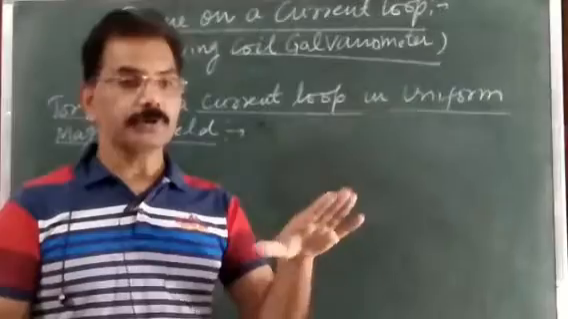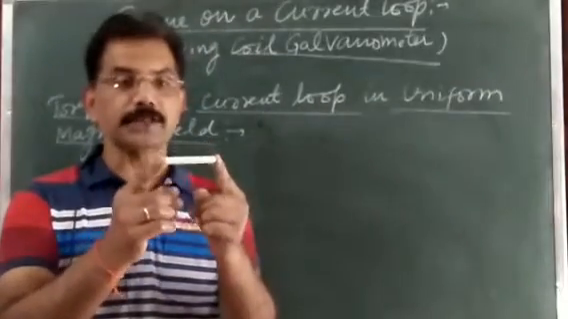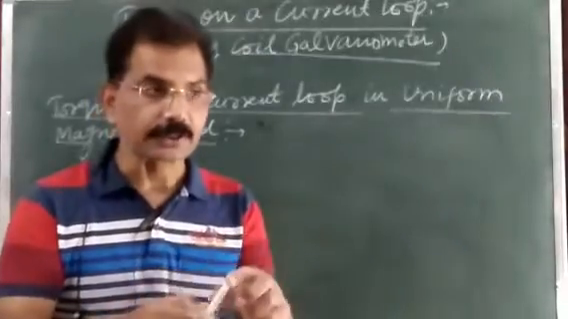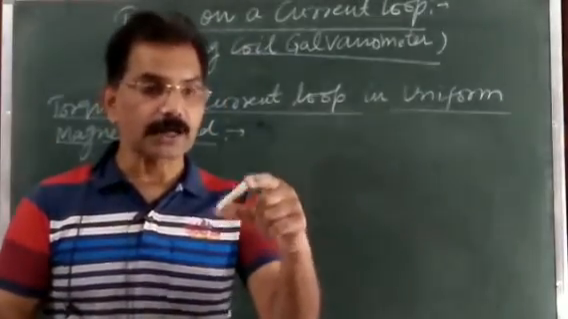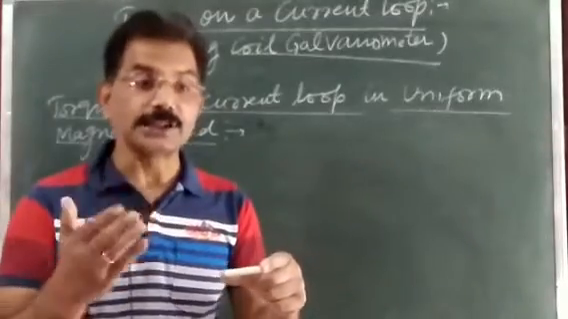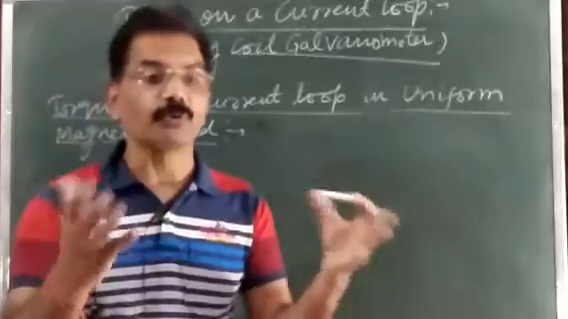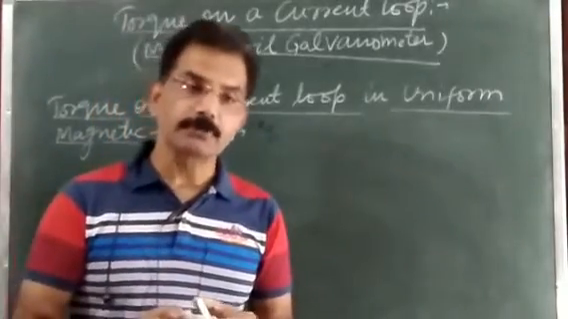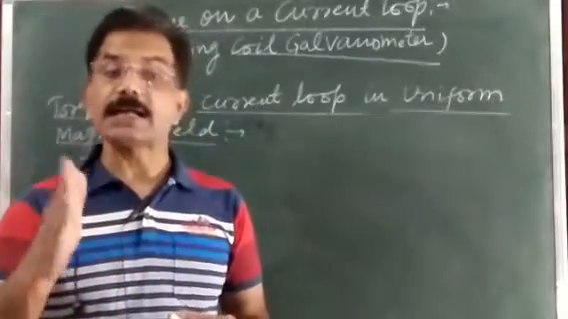Already I have told you in the previous chapter that when a current carrying conductor is placed in a uniform magnetic field at an angle theta, then that current carrying conductor will experience a force, and the magnitude of that force is given by F is equal to ILB sine theta.